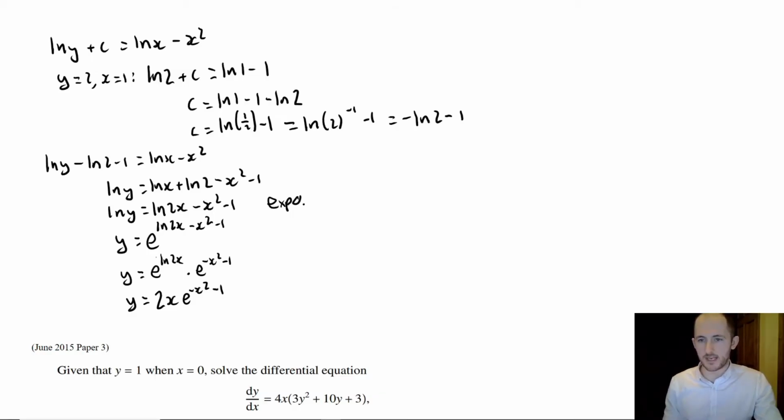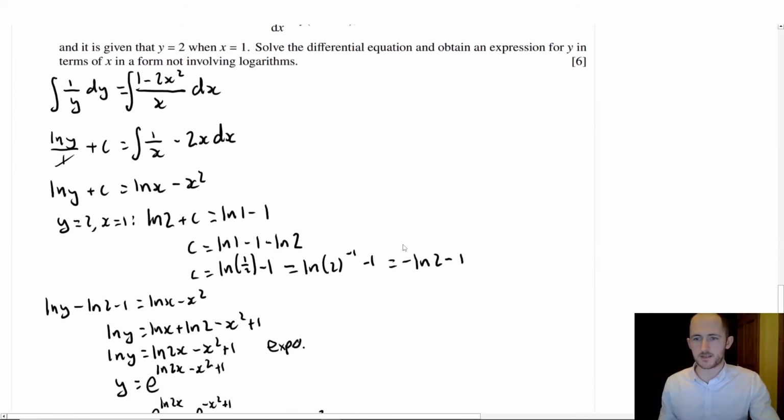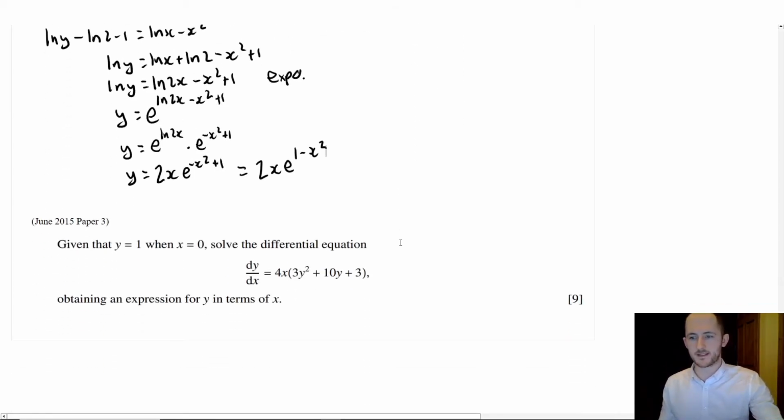If you'd like, actually when I brought this over to the other side it should have been a plus 1, shouldn't it? So what we could do if we want to make it look slightly nicer is 2x e to the 1 minus x squared. Looks a bit nicer, not strictly speaking necessary. Both of these are correct, once you've changed it to a plus of course. But yeah, that's it for 6 marks. Again, that didn't take me too long, so hopefully you can see that although they are a bit tedious, they're not the worst things in the world.